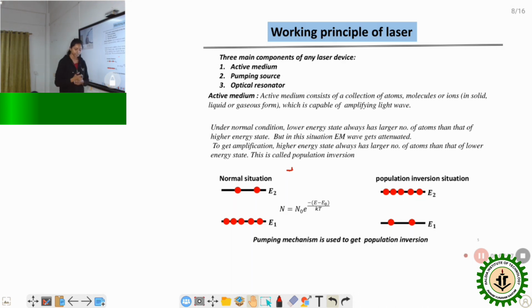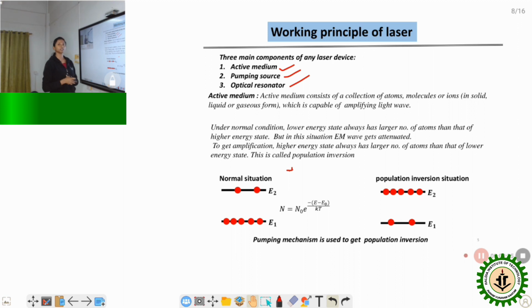Now, we know what a laser is and what the characteristics of a laser are, but the question is how you will prepare the laser signal. For that, we need to know the working principle of laser. There are three main components if we want to make the laser signal: one is the active medium, second is the pumping source, and third is the optical resonator. One by one I will discuss.